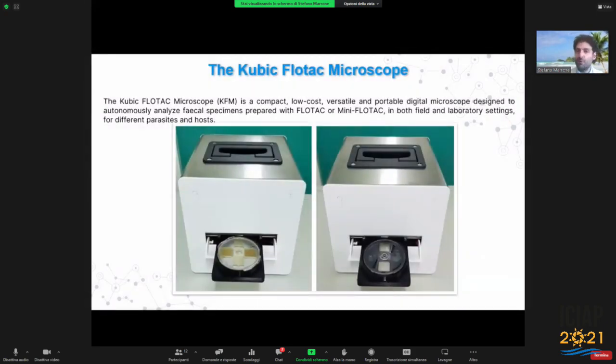To analyze the FlowTAC and the Mini FlowTAC, we designed the KFM. The acronym stands for Cubic FlowTAC Microscope, and it is a very compact and low-cost portable digital microscope designed to autonomously analyze the sample within a FlowTAC or Mini FlowTAC.